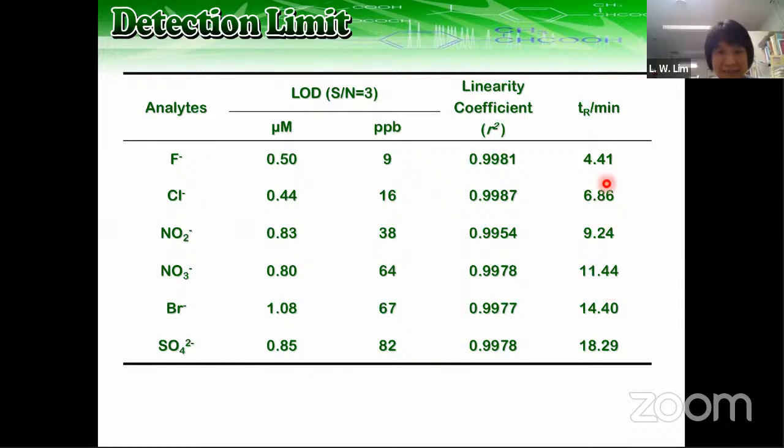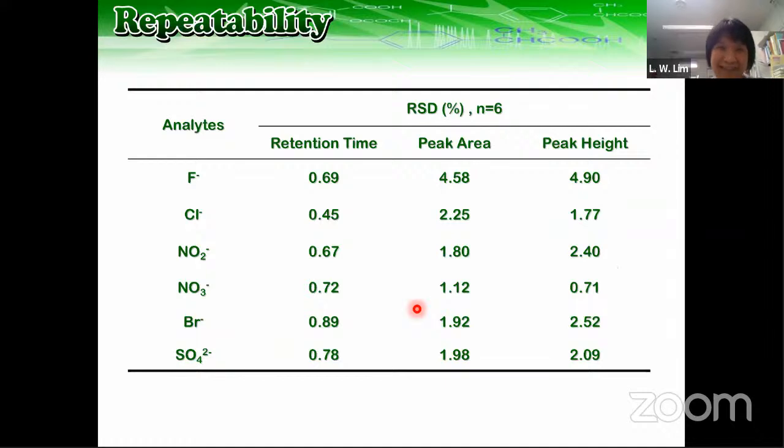This is the retention time of the samples. After you have the calibration, we usually have to test whether the column is repeatable or not. Repeatable means you run the same sample 6 times, and then you calculate the relative standard deviation. We call it RSD.